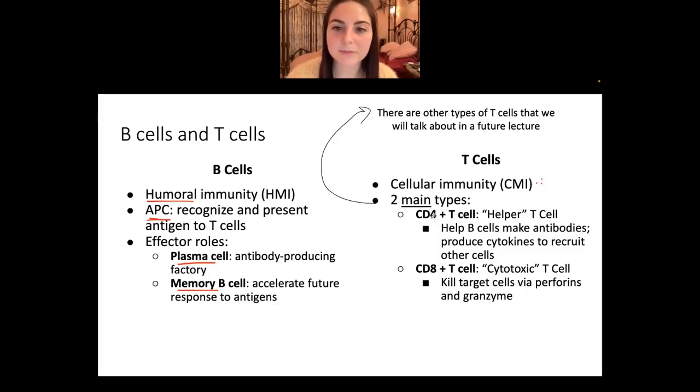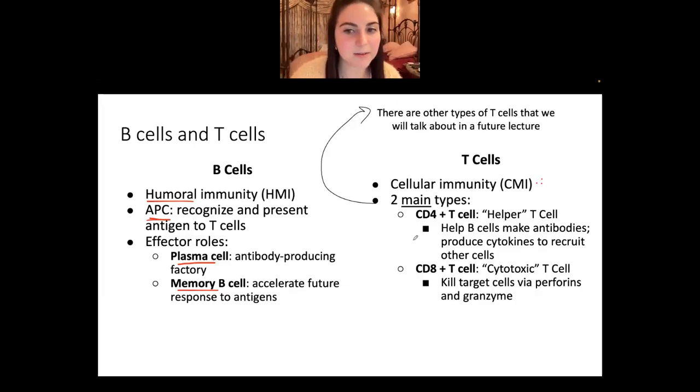CD4 positive T cells are also known as helper T cells. You could see that interchangeably. I don't even see helper T cell written out anymore, I always see CD4 positive T cell, but that's the type of T cell it's referencing. It's a helper T cell. What do helper T cells do? They help. They help B cells make antibodies, so they basically help B cells be better B cells. They can also produce cytokines to recruit other cells to the area. All these cells can secrete cytokines, but that's what helper T cells are. They're just helping out.